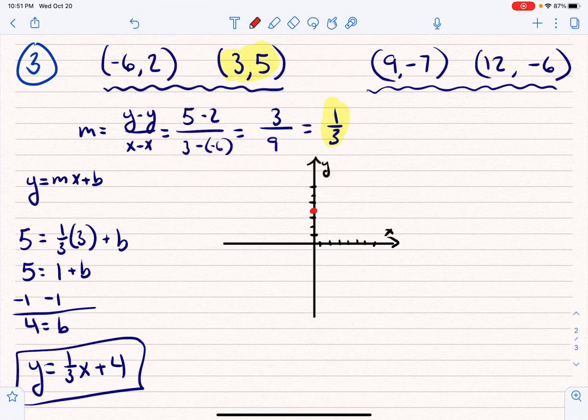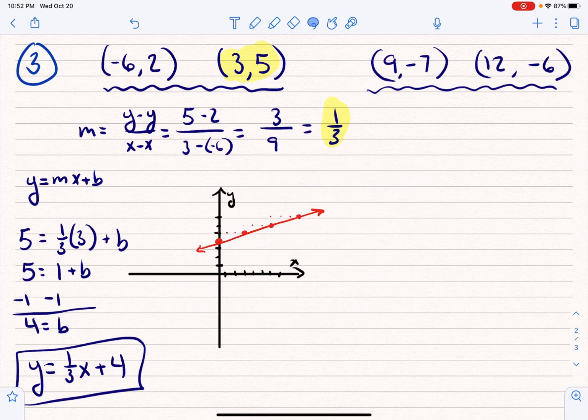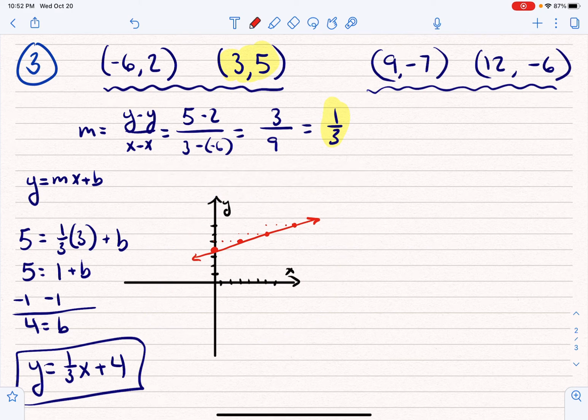And my slope is 1/3. So I go up 1 and then over 3. And then up 1 and then over 3. And then up 1 and then over 3. So it looks something like that. Okay, and hopefully that's the kind of graph you got for yours. Okay, I'm going to scoot that over. Perfect. Okay, now on to this other one.